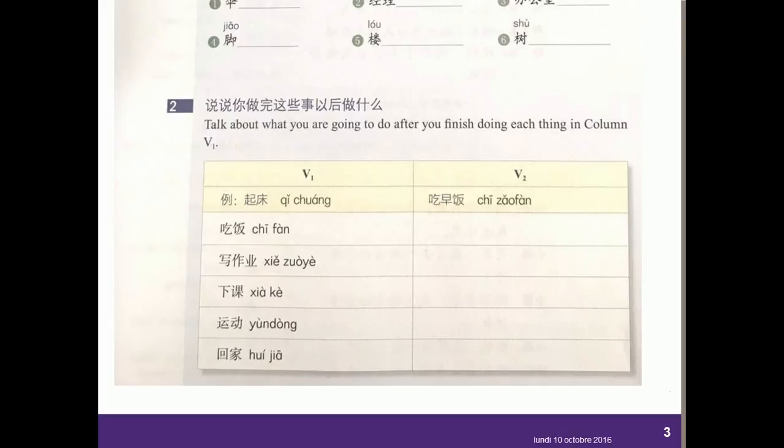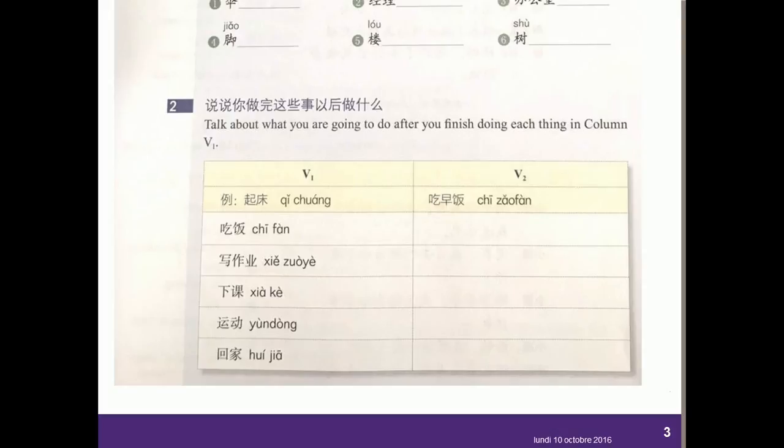第二个,写作业. 范老师写作业后听音乐. After I finished my homework, I started to listen to music. 写作业后听音乐.